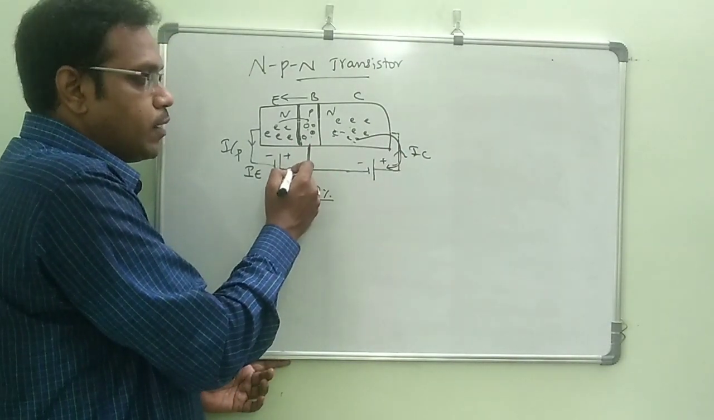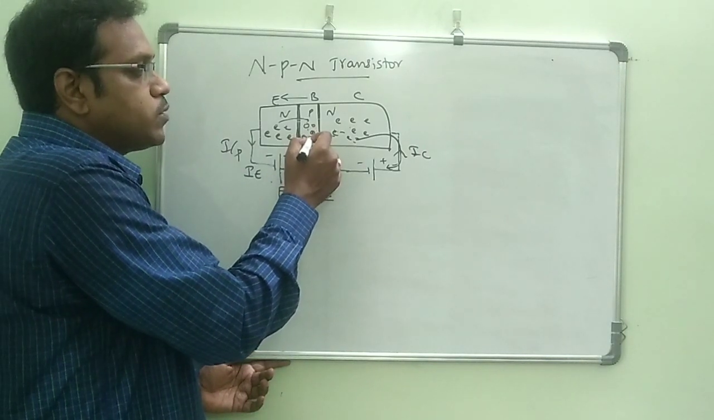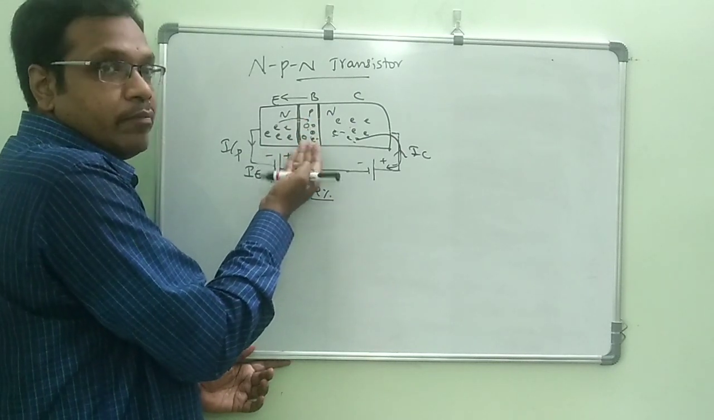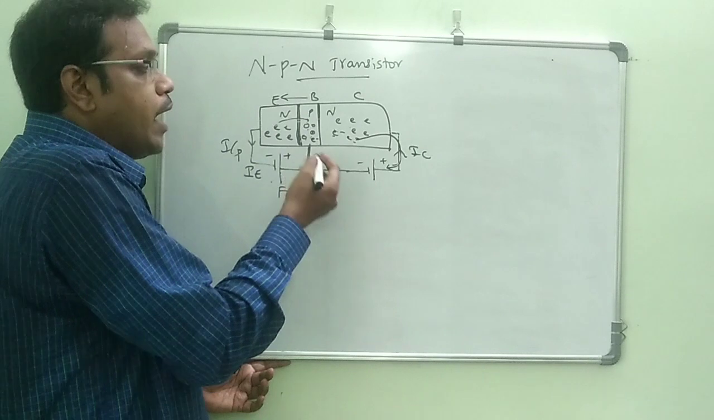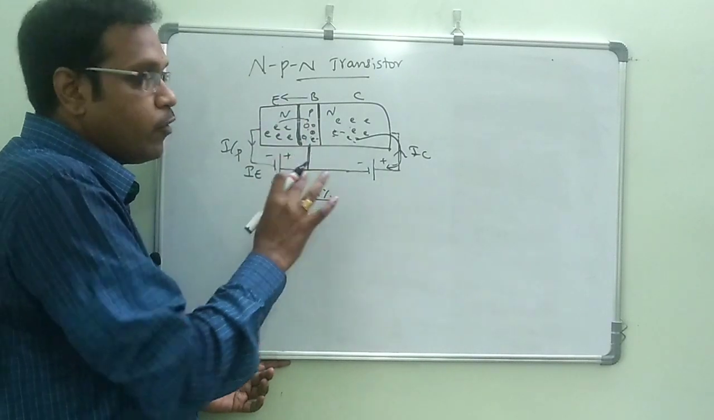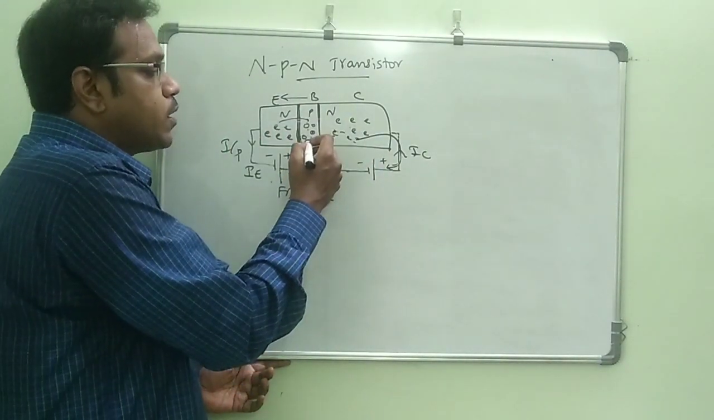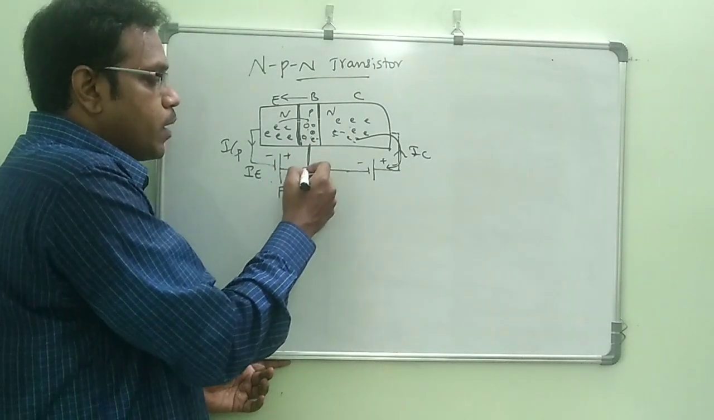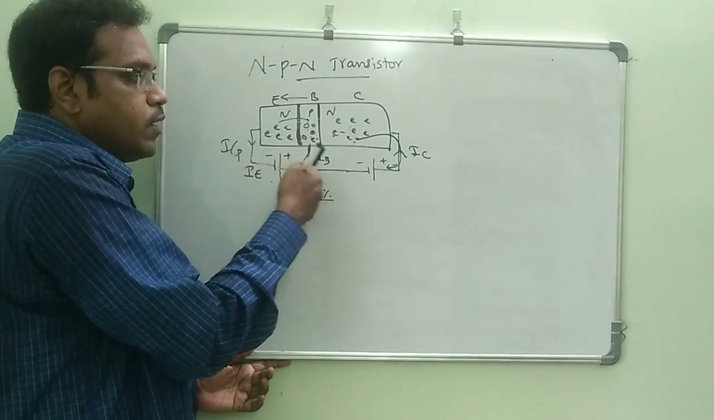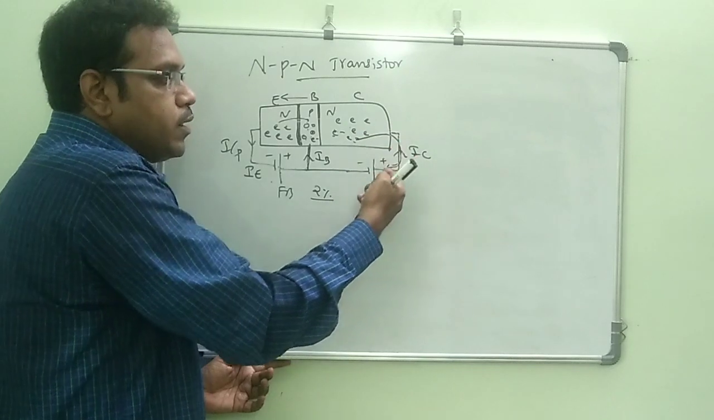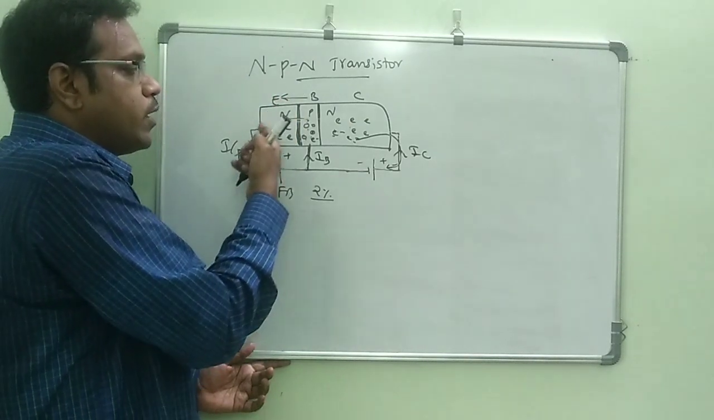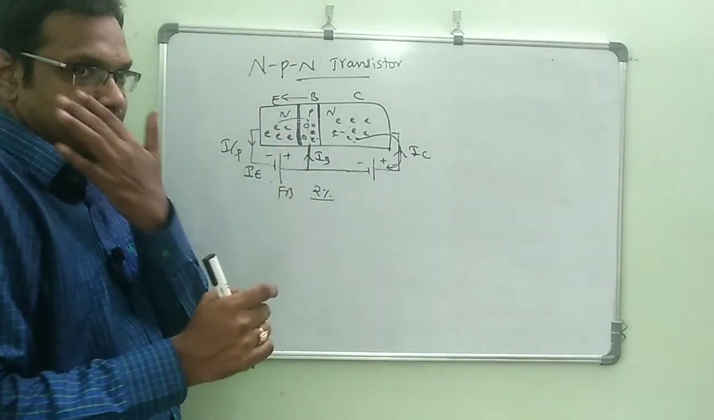And in the base current, some electrons will be there, because the majority are holes, so minority electrons will be there, and some covalent bonds will be broken. That is no problem, but we need to know the direction of the currents. Electrons are going like this, and the opposite direction is like this. These are the arrow marks.